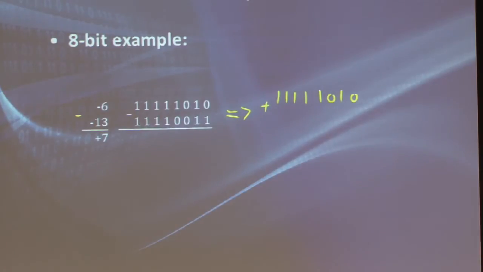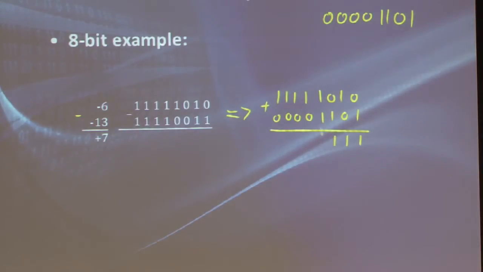Well, what's the 2's complement of minus 13? Let's see. I negate all the bits and add 1. I've done it in one step. So I add the two together: 0 plus 1 is 1, 1, 1, 0 carry 1, 0 carry 1, and I discard this carry out, and I get plus 7, which is really good because this is the correct answer.